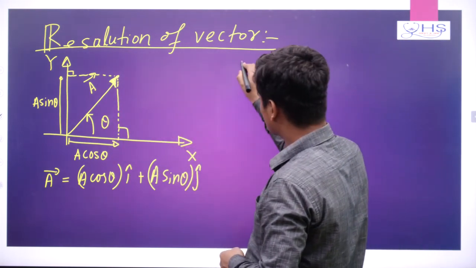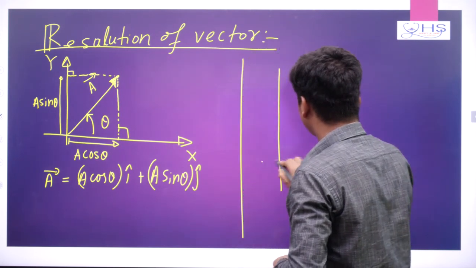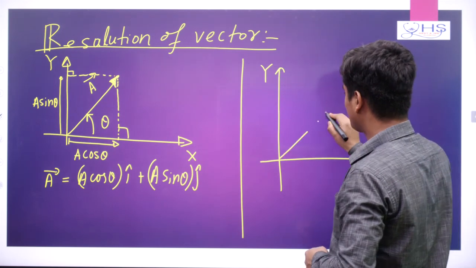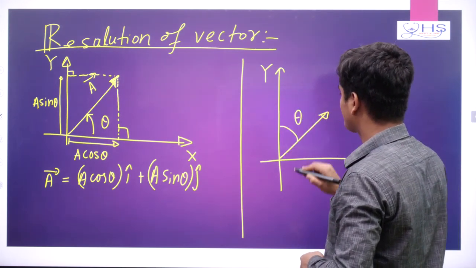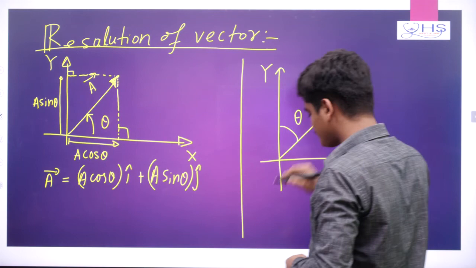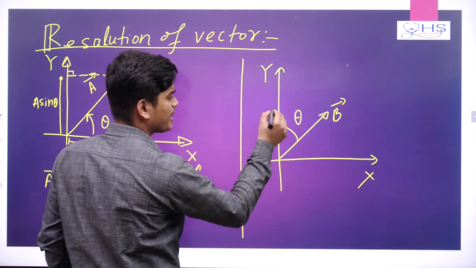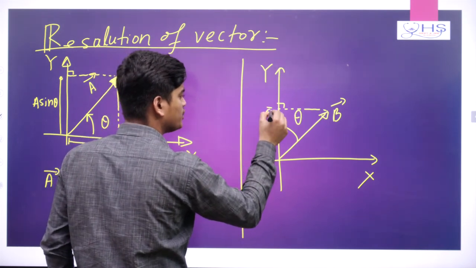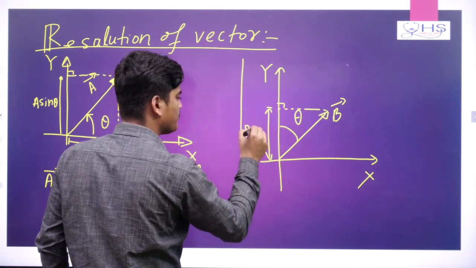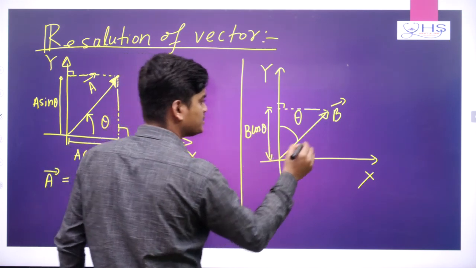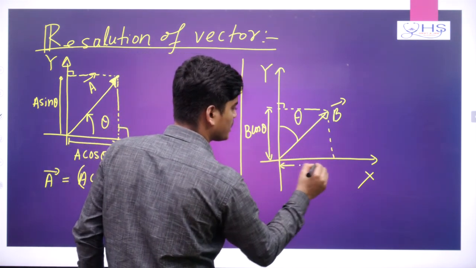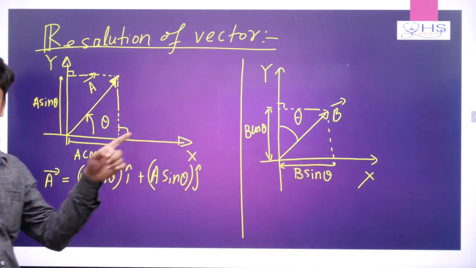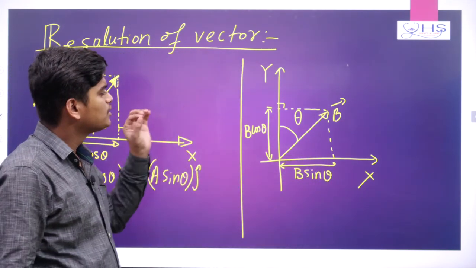Now suppose I have it like this way. This is my y, this is my x. Here the angle given is theta, and this is my b vector. Similarly, I can draw a perpendicular here. Now this distance I can take as b cos theta, and this distance I can take as b sin theta. So always remember, the axis connected to theta, I always have to take as cos theta.